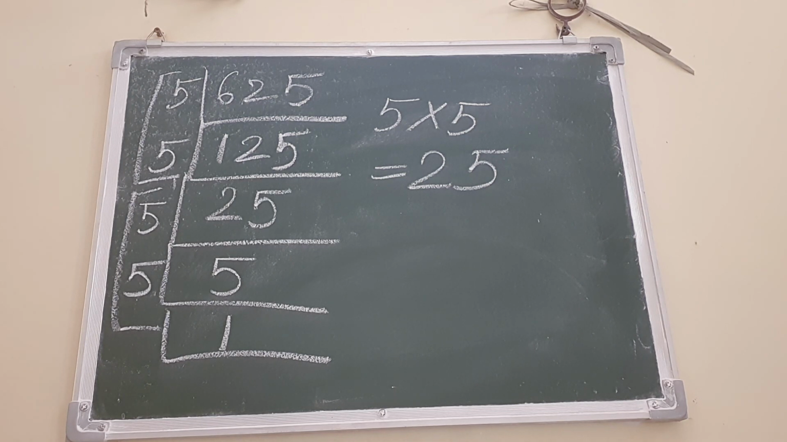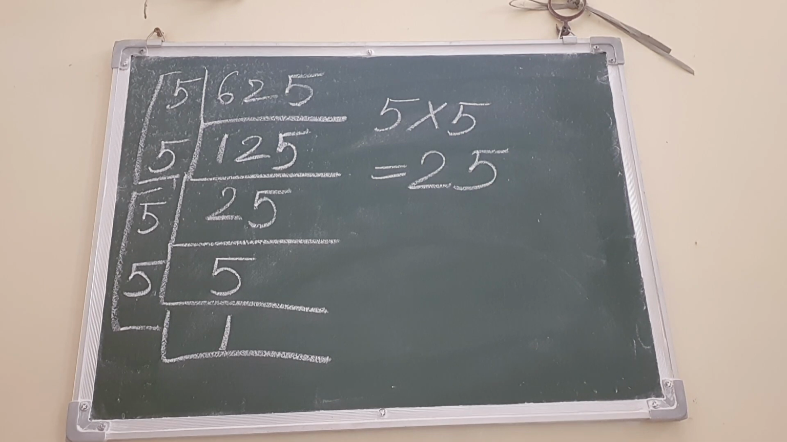So there are 4 fives, and making pairs of 2, so 2 fives, we take 1 five from each pair, so it is 5 into 5, that is coming out to be 25. So 25 is our answer. The square root of 625 is 25. I think you all might have understood this question.